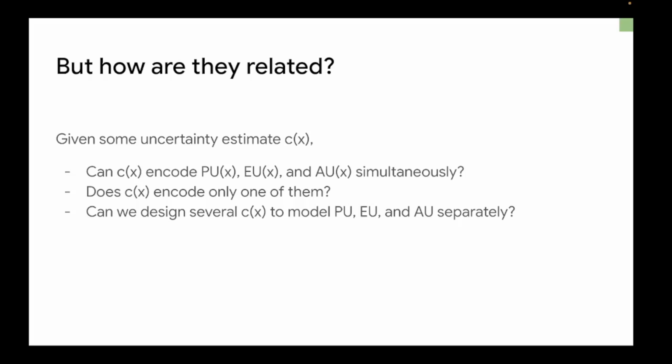Now the question is, how are they all related? We came up with different methods for coming up with this C of X for different uncertainty estimation methods. The question is, if we come up with C of X, is that encoding PU of X, EU of X, and AU of X, maybe simultaneously, or maybe one of them? Or do we actually need to come up with different C of X for encoding PU of X, EU of X, and AU of X separately?